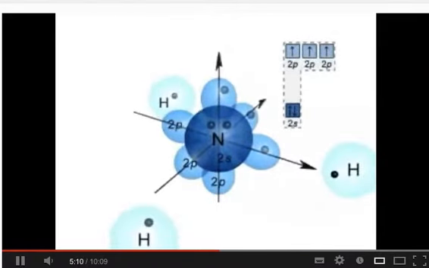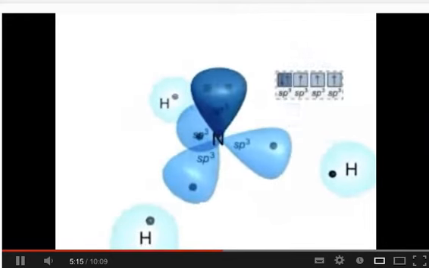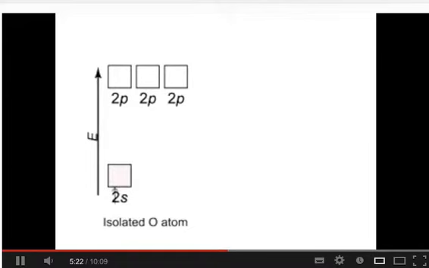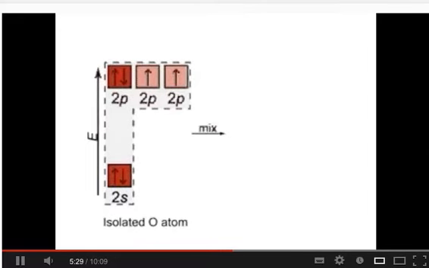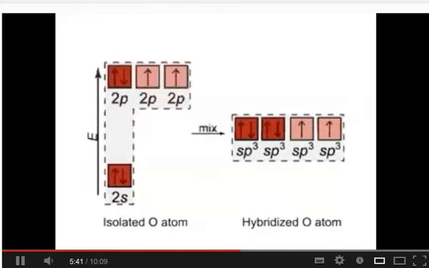One of the tetrahedrally oriented sp3 hybrids is filled with a lone pair, and the H atoms overlap the other three to form three NH bonds. In the case of water, with its V shape, the model proposes a situation similar to that for ammonia. The 2s orbital of the central O atom mixes with its three 2p's and becomes four sp3 hybrids, but now two of the hybrid orbitals are filled with lone pairs.